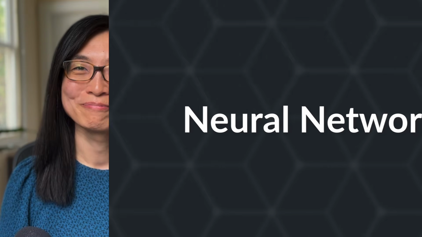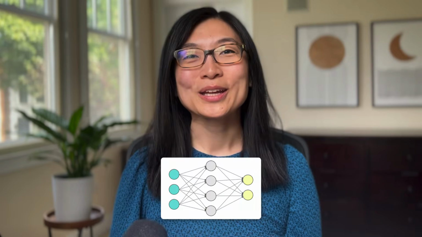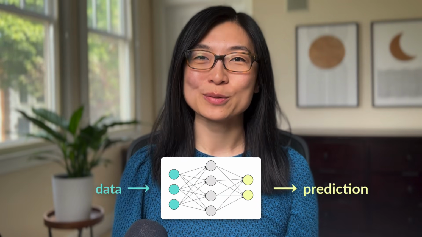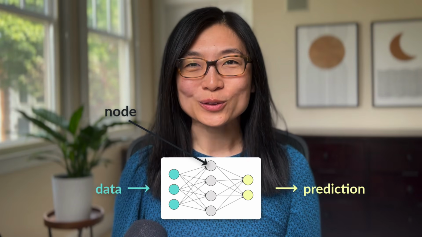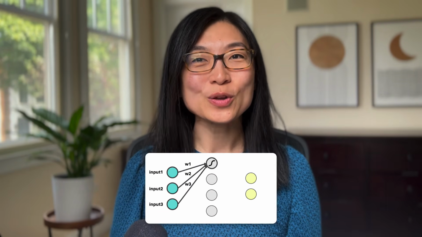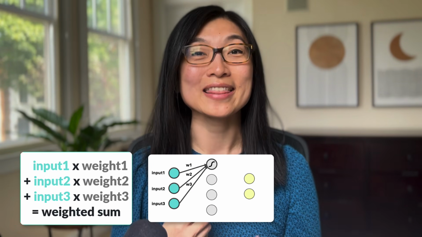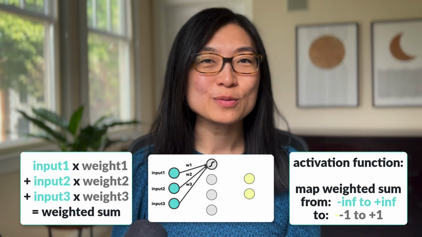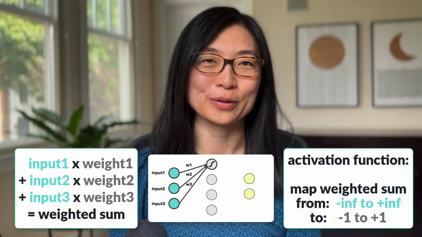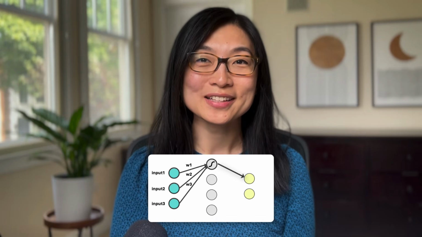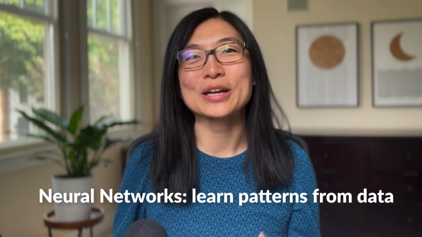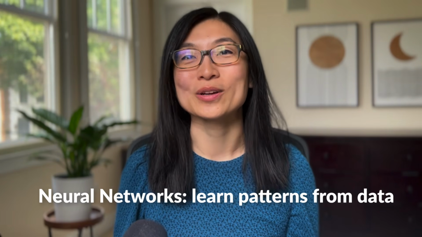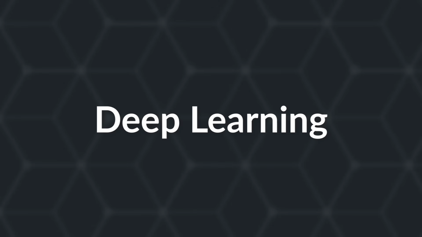Now let's dive in. First up, neural networks. Here's what a basic neural network looks like. You feed in some data on the left, and it makes a prediction on the right. Each of these circles here is called a node. At each node, the inputs are multiplied by weights and then added up. Then that's passed through something called an activation function, which just means the input is mapped to another value. That output then becomes the input for the next layer and so on. Now, neural networks are able to extract and learn patterns from data, such as the sentiment, or the positivity or negativity, of your text.